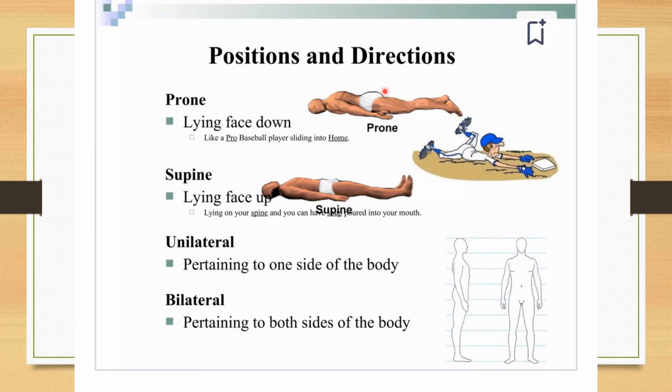Now these are other positions that you need to learn, you need to appreciate. This is the prone position. If you are lying facing downwards, such that your back is towards the sky, then we call it a prone position. This is the supine position. If you are lying in such a way that your abdomen is towards the sky, facing upwards, this is the supine position.